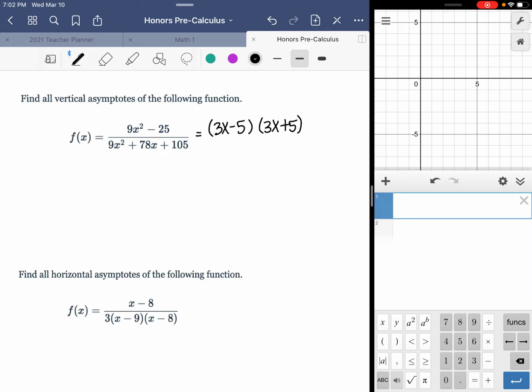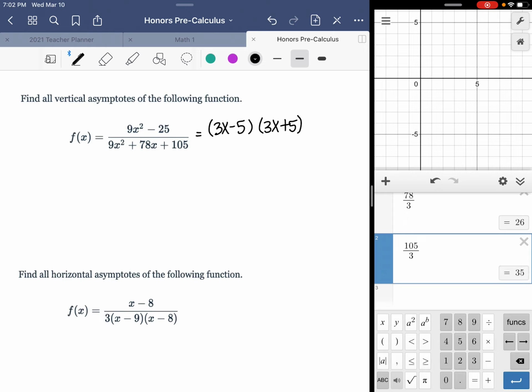Now, on the bottom, I see that I have 9, 78, and 105. I can't divide 105 by 9, and 78 is obviously not divisible by 9 either. So the only other thing that could potentially work is 3. Let's see if 3 works for all of them. And 3 does, so we're going to GCF 3 out. That leaves me 3x squared plus 26x plus 35.